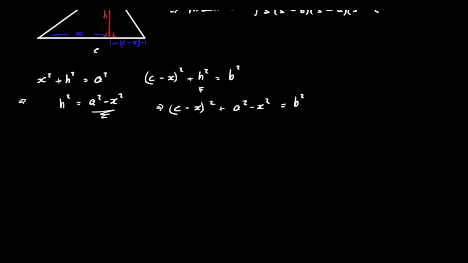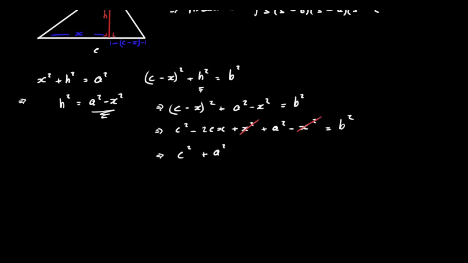Okay, now, let's just expand this here on the left. We have c squared minus 2cx plus x squared plus a squared minus x squared is equal to b squared. Now you can see here that we have a plus x squared and a minus x squared. That will give us 0. And I have a c squared here. I have an a squared, so I'm just going to put that down here.